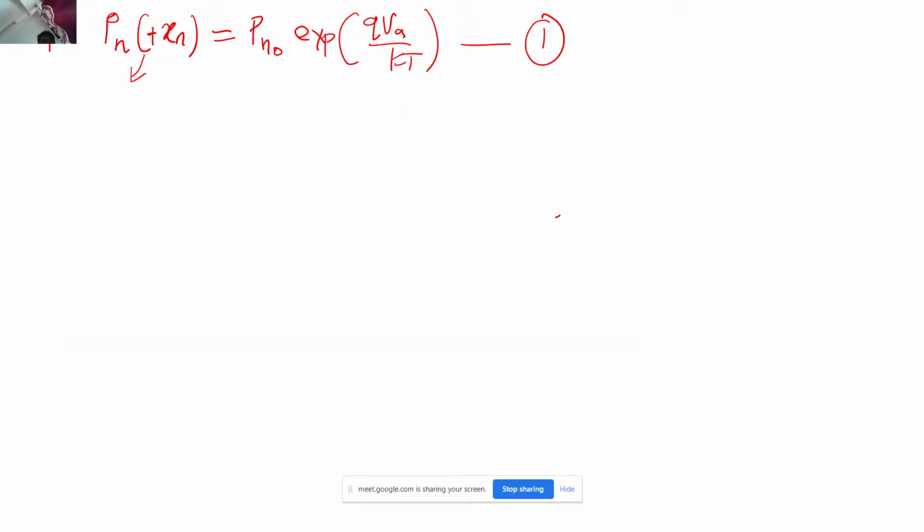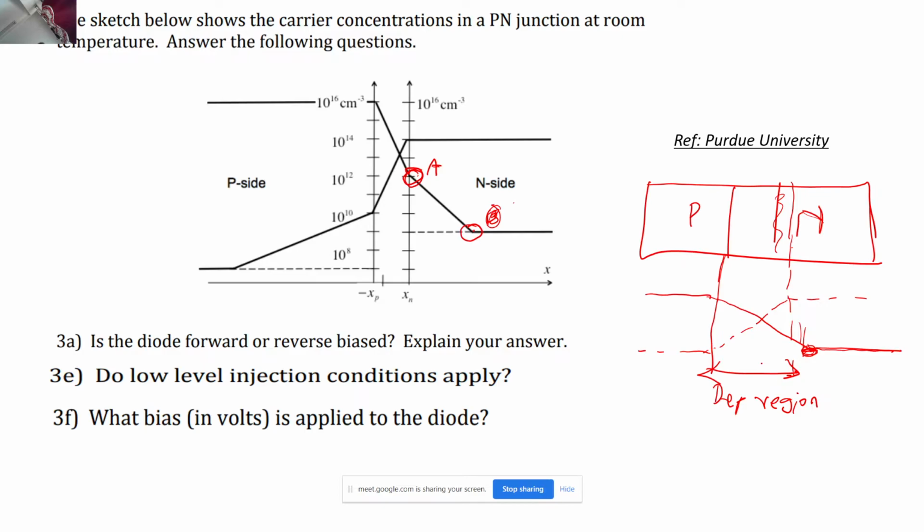So you can see it's higher, correct? This is the higher concentration, let's say concentration at A, and let's say this is concentration at point B. Since this is greater than this, it can only happen when I have applied a positive VA. That clearly means that the diode is not in reverse bias, but is actually in forward bias, correct? So their approach was absolutely correct.